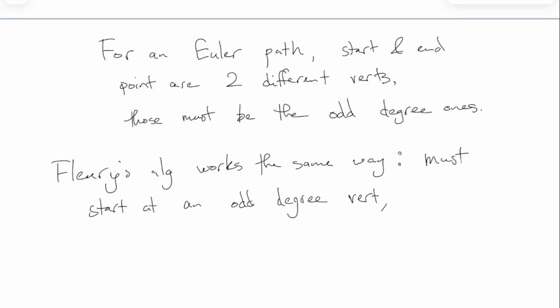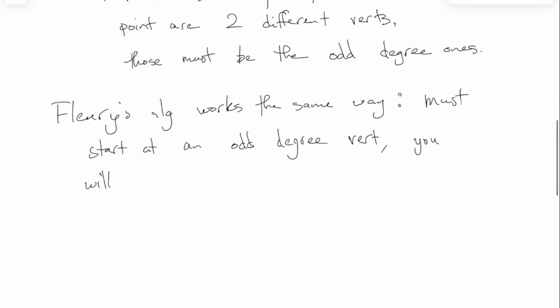So you must start at an odd degree vertex. And if you do it right, you will automatically end up at the other odd. Actually, you don't have to try to make it to the proper ending point. You have to choose a legal starting point, but if you do everything properly, you will just magically make it to the end point, which is kind of satisfying. So you will automatically end at the other odd degree vertex.